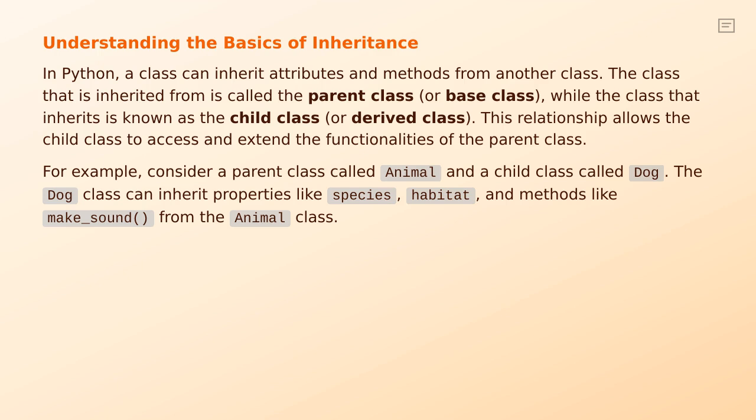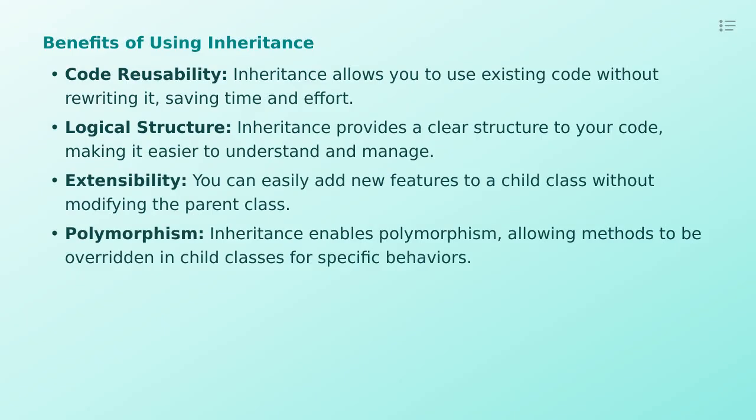For example, consider a parent class called animal and a child class called dog. The dog class can inherit properties like species, habitat, and methods like make_sound from the animal class. Now, benefits of using inheritance.